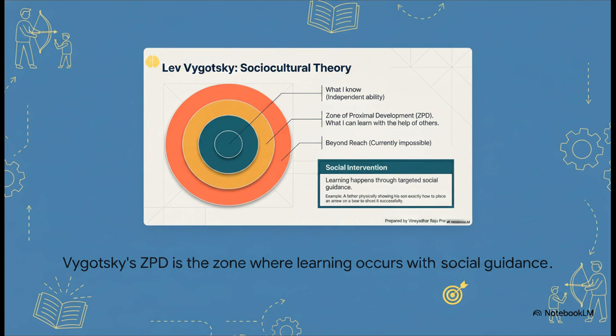So, if Piaget was focused on the individual, Lev Vygotsky was all about the social side of learning. His huge idea is called the zone of proximal development, or ZPD. Just look at the diagram. The ZPD is that magical space between what a person can do on their own and what they can do with a little guidance. The bow and arrow example here is perfect. That help from a parent, that social intervention, is what bridges the gap and makes real learning happen.